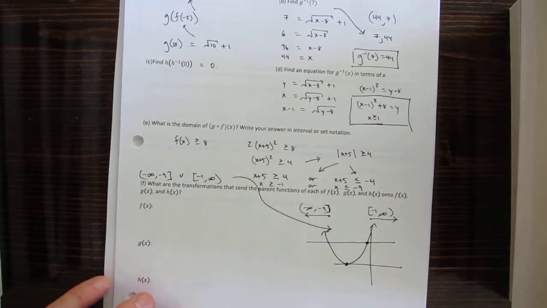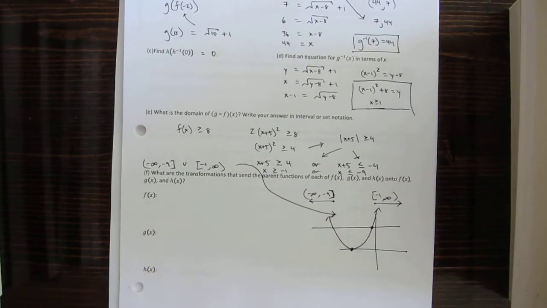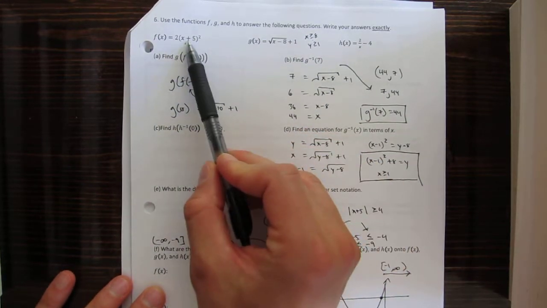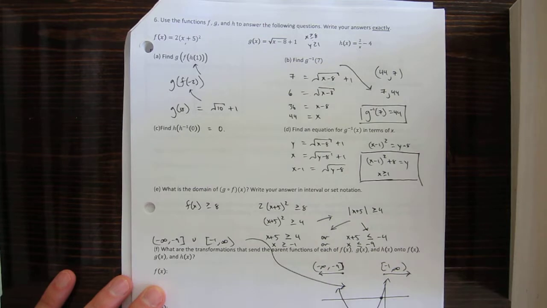Tricky question. For F, it says, what are the transformations that send the parent functions of each of f, g, h onto f, g, and h? So F, all right, well, let's remind ourselves what F was. F was 2 times (x plus 5) squared. The parent function is x squared.